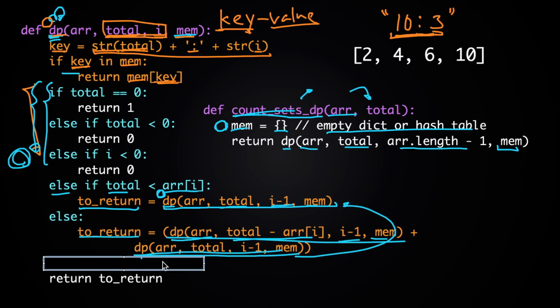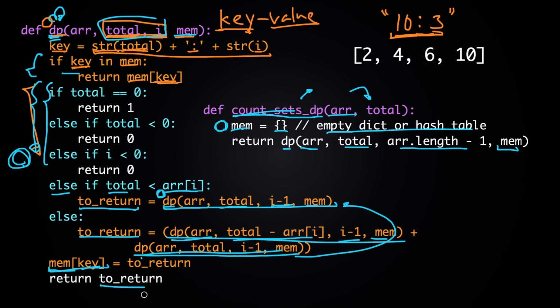And after that, before returning toReturn, we're going to store it in the mem dictionary or hash table with the key, which we calculated earlier, so that we can use this value later when we see the same pair of arguments. And of course, at the end of this function, we're going to return toReturn, and we're done. This is my dynamic programming solution, but let's see if we can calculate the time complexity for this function.